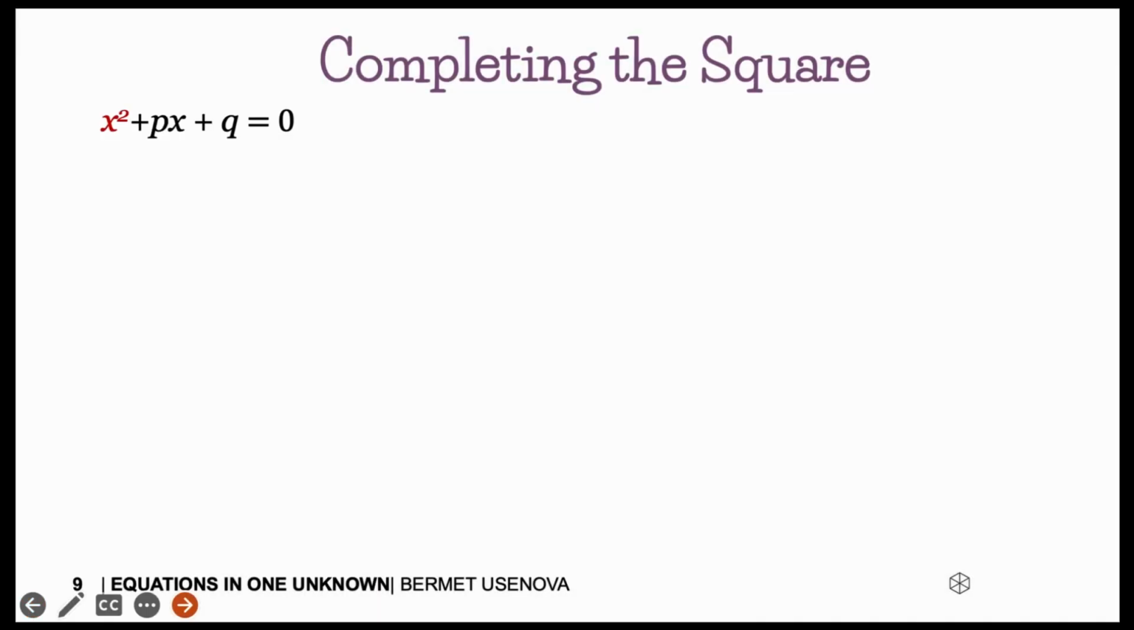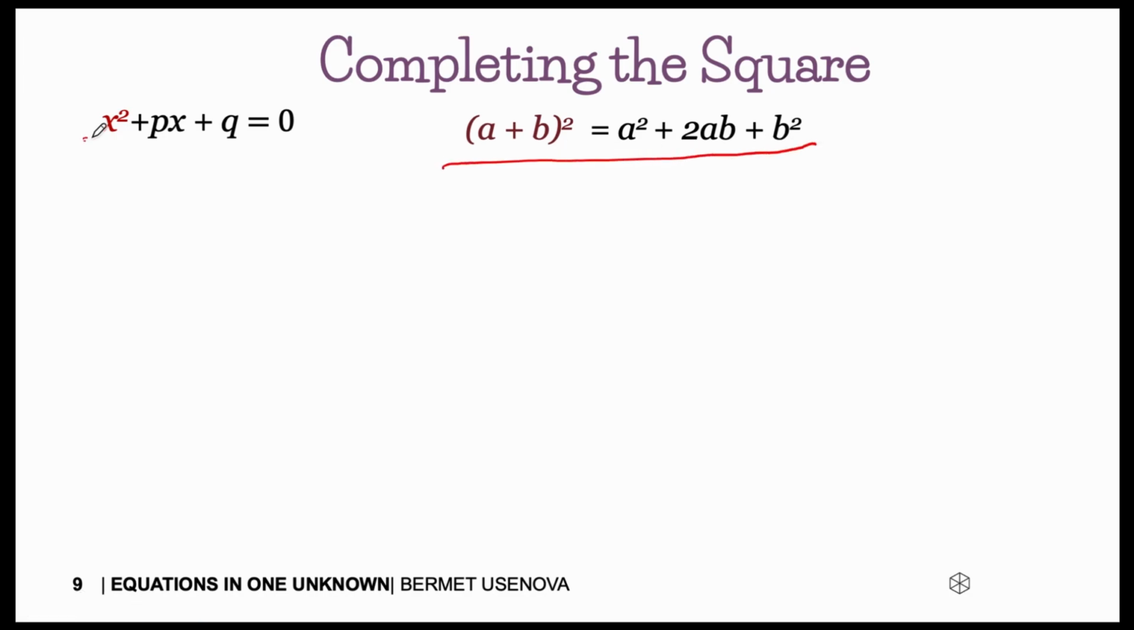There's another way to solve this equation by completing the square. Do you remember the binomial formula that we had? So if we look at the sum x squared plus px, we can expand it to a full quadratic equation and bring it to this form. So how do we do it?